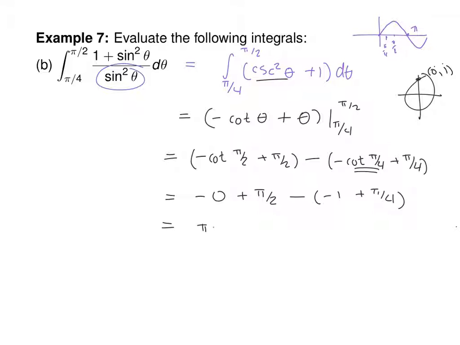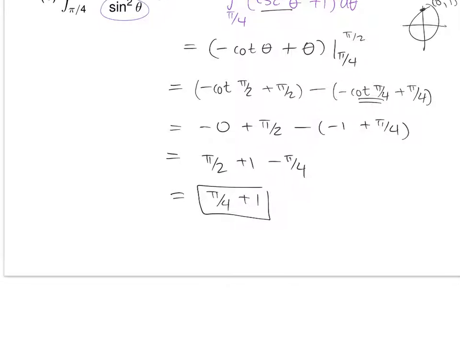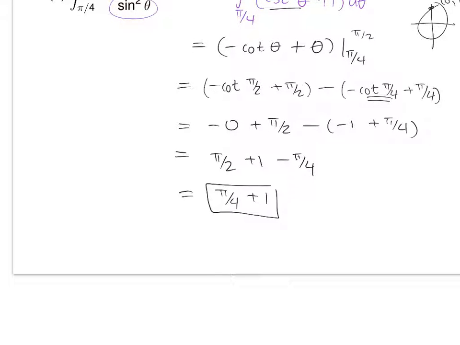So we have pi halves plus 1 minus pi quarters. Is that okay? Pi quarters plus 1. Which is pi quarters plus 1. And you can just leave it. There's no need to get a common denominator unless I specify to do so. Like you could say pi plus 4 over 4, but it's not necessary. Is that all right? Oh, if I do a half pi minus a quarter pi, I get a quarter pi.